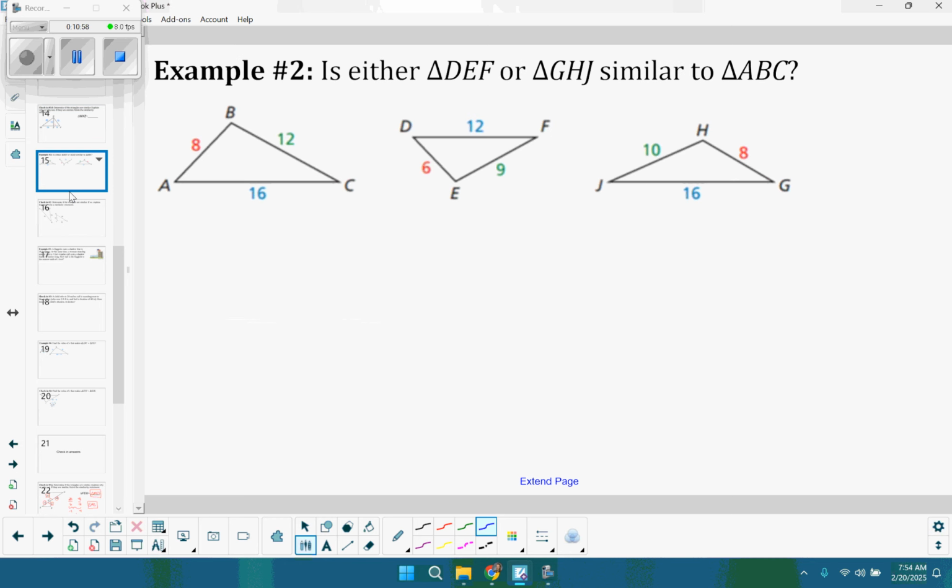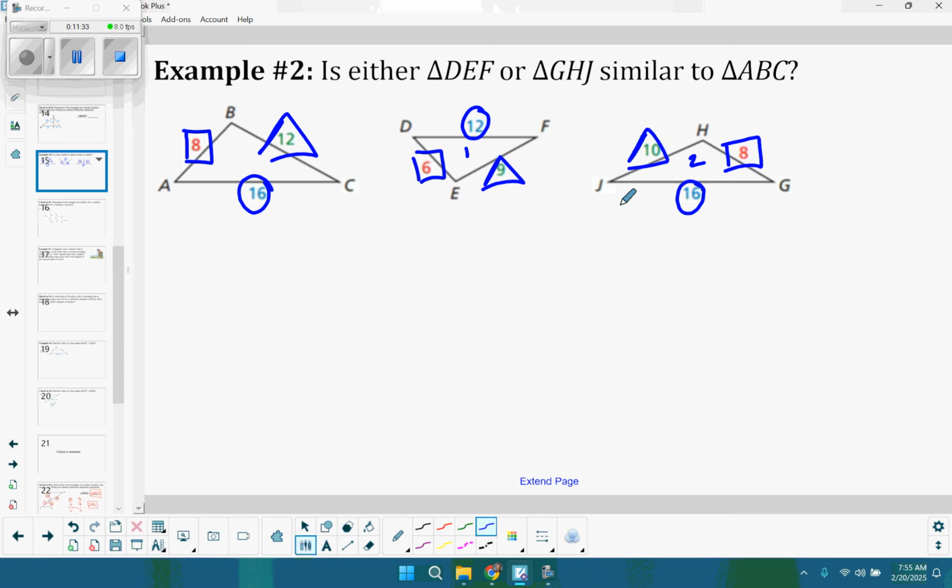So for example 2, it says, is either triangle DEF or triangle GHJ similar to triangle ABC? So we want to know, is it triangle 1 or 2 that is similar to triangle ABC? What I will do, they've already colored them for us on here, but if you're looking at it on paper, it wouldn't be colored. So what I would do is the biggest side of each, I would identify with one kind of mark. The smallest side of each, I would identify with a different kind of mark. And then the middle side, middle side, middle side.